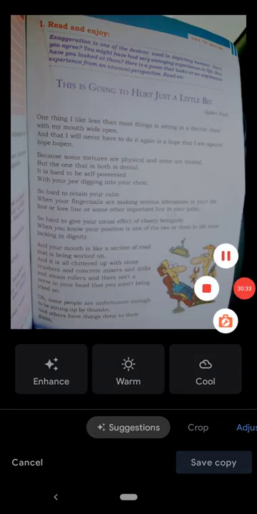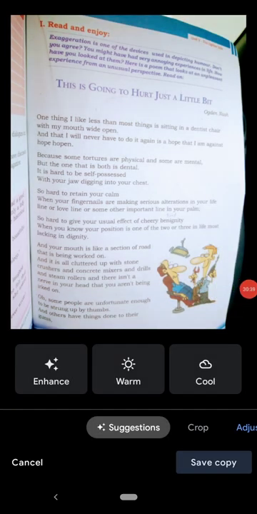I think so. Okay, so can I ask some questions? What is the title of our poem? "This Is Going to Hurt Just a Little Bit." It is a very long one. Written by Ogden Nash. Which country does he belong to? He belongs to America. And what is the poetic device used by the poet in this one? That comes to be exaggeration.